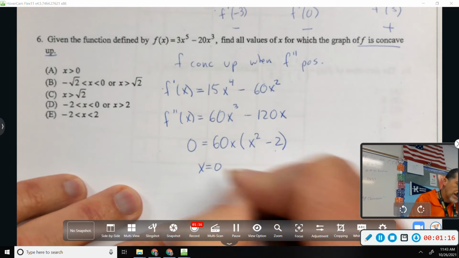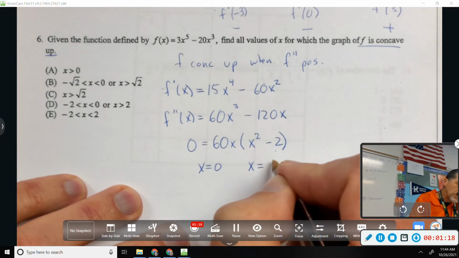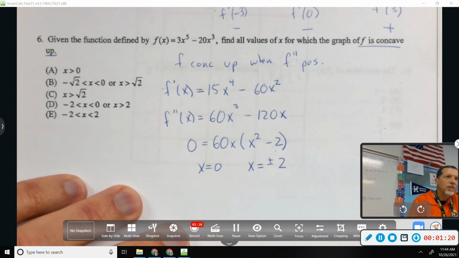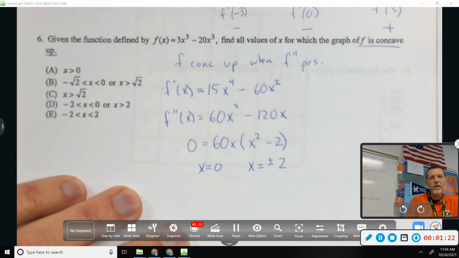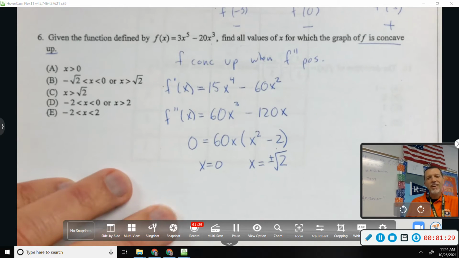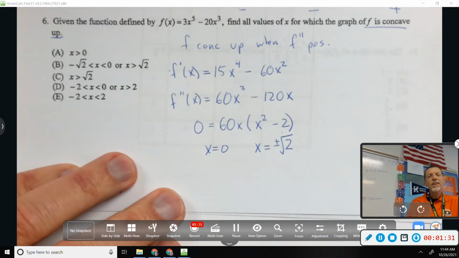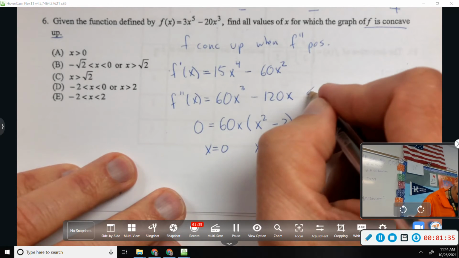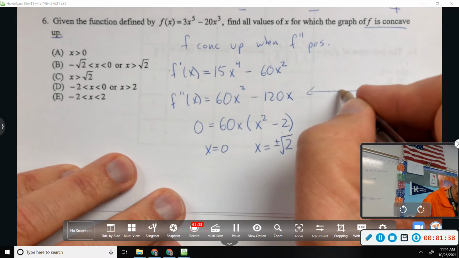So remember, we don't know a name for these second order critical points, or whatever you guys wanted to call them, with the square root of 2. Crit points 2. Pick out your favorite name for those things. Places where the second derivative is 0 or undefined, because that's the only places it would change concavity.